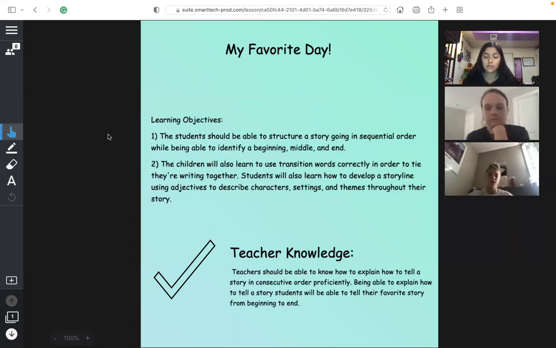For the teacher knowledge check, teachers should be able to know how to explain and tell a story proficiently as well. And by being able to explain how to tell a story, students will be able to tell their favorite story from beginning to end.